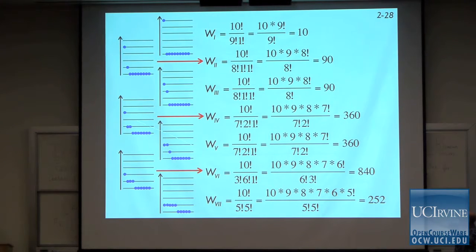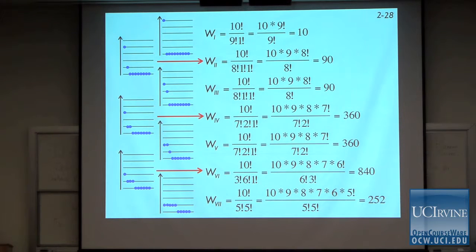Now, let's work out all of the other possibilities, which we can readily do. We understand how to do that now. Here are the number of microstates. That's the one we calculated first. Then we calculated 90. There's another 90, and this one right here is 360, and this one is 360. This one is 840. 840 has 2 quanta in 1, 1 quanta in 3, and 0 in 6. And then there's a 252. That's this one right here. Those are the only possibilities that exist.